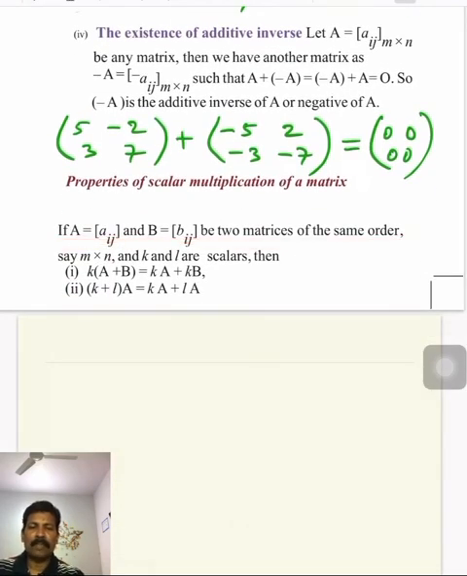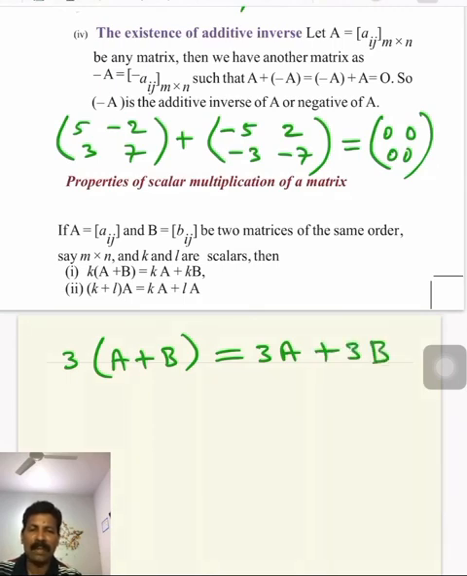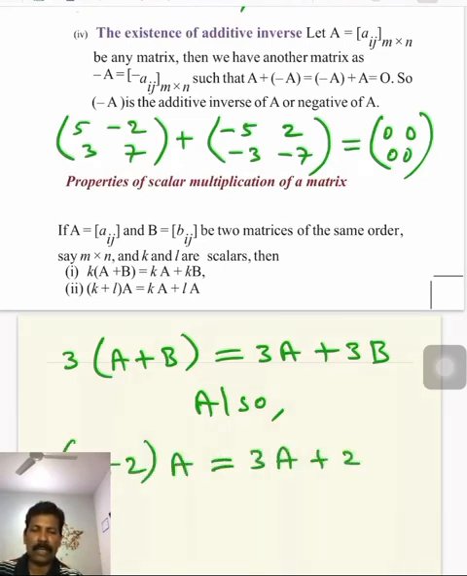Now we will see some properties related to scalar multiplication of a matrix. If capital A is equal to a_ij and B is equal to b_ij, we can see that they should be of the same order. Then k times (A plus B) is equal to kA plus kB, and (k plus l) times A is equal to kA plus lA. For example, numerically 3 times (A plus B) is 3A plus 3B. Also (3 plus 2) times A is equal to 3A plus 2A.